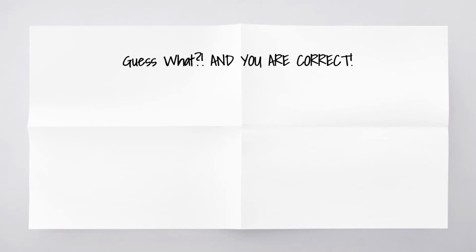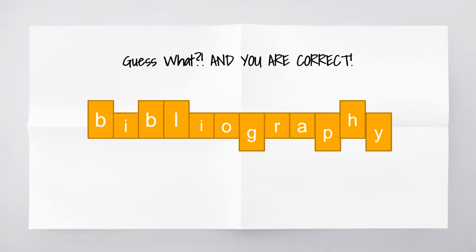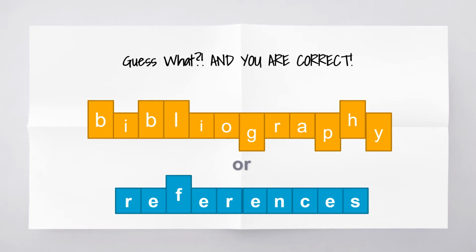And here are the answers for our short activity. What did you guess? And are you correct? Okay, let's find out. The first word is actually, yes, it's bibliography. And the second word is references. Did everybody get the correct answer? All right, very good.